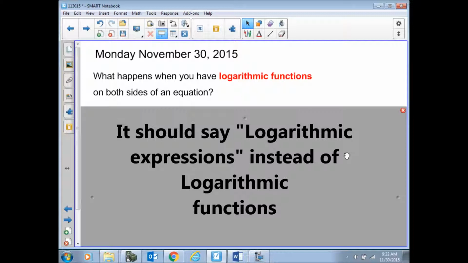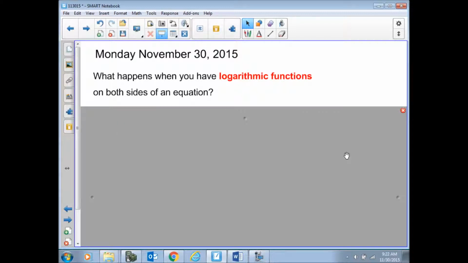Okay, I want you to write this in your notebook. That's the goal right now. So what happens when you have logarithmic functions on both sides of the equation?